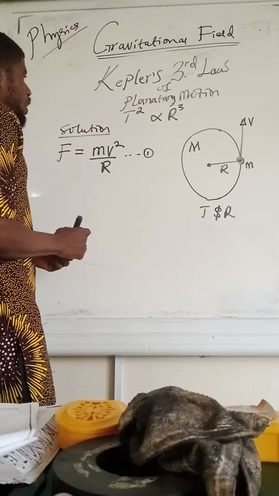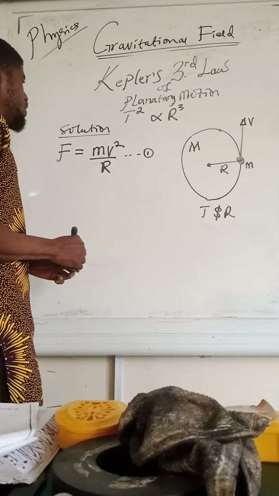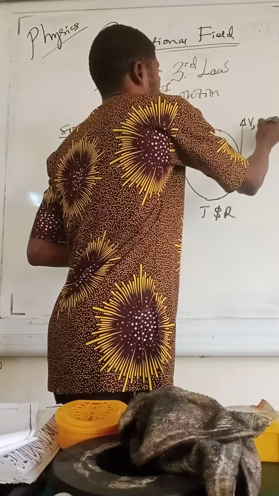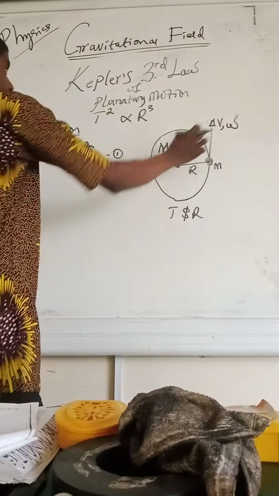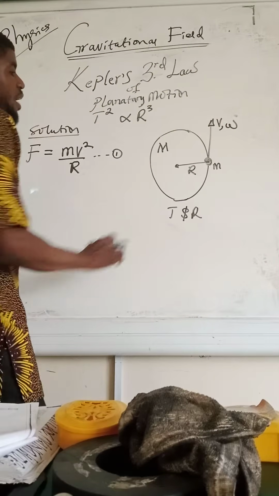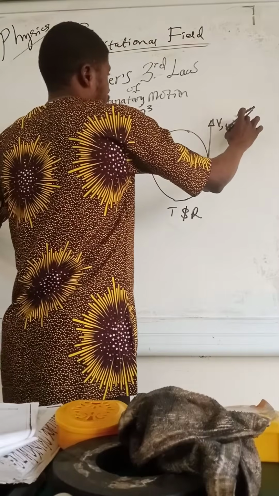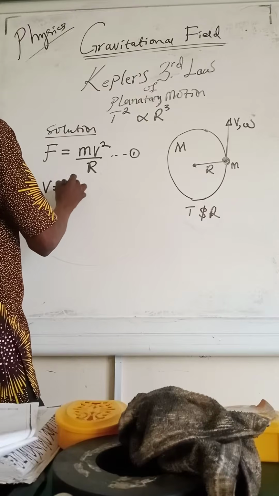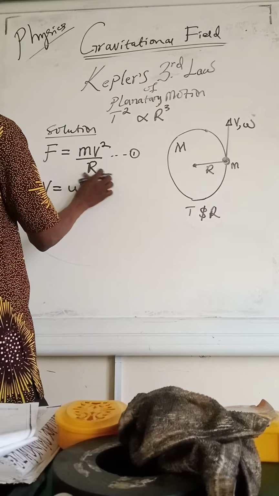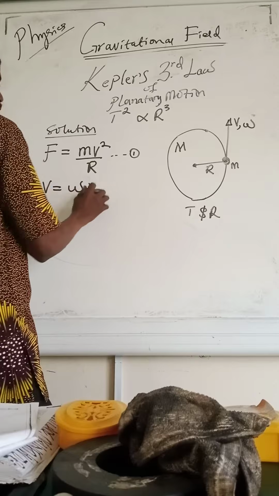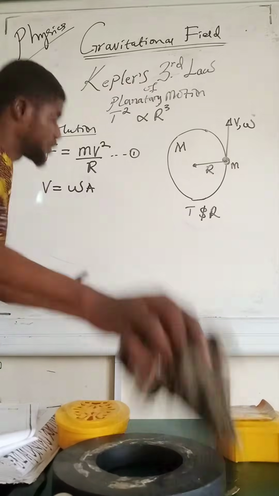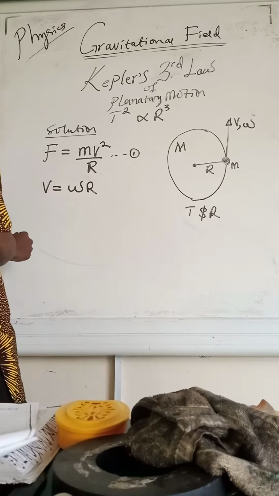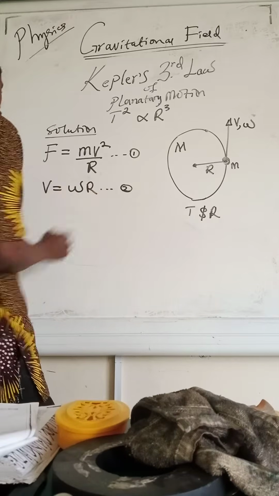Again, the body moves with a tangential velocity and also an angular velocity. And there is a mathematical relationship between angular velocity and tangential velocity. What relationship is that? v is equal to omega R, capital R. You can call this equation number 2.